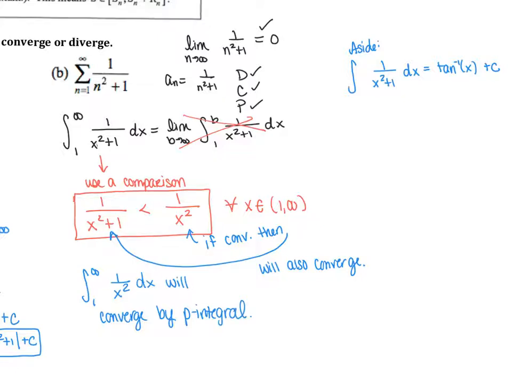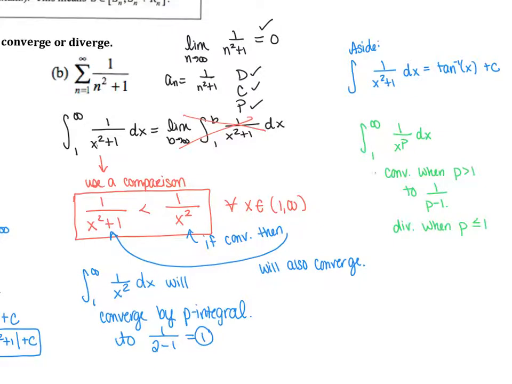Not only do I know that it converges, I also know that it converges to 1 over p minus 1. So it'll converge to just a 1. If you want to review your p integral rule here, for the integral from 1 to infinity of 1 over x to the p dx, this will converge when p is greater than 1 to 1 over p minus 1. And then it's going to diverge when p is less than or equal to 1. You also had another p integral that worked from 0 to 1, but we'll have an opportunity to review that another time. We'll wait till it actually applies.